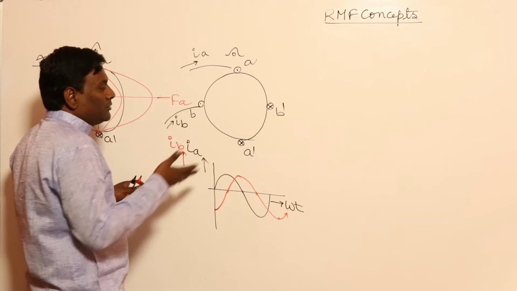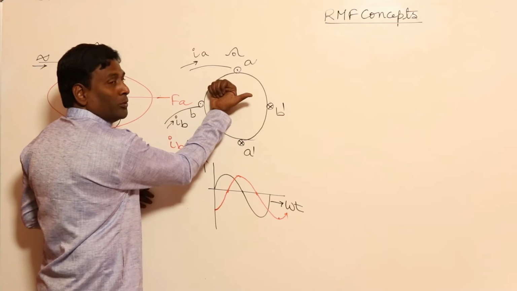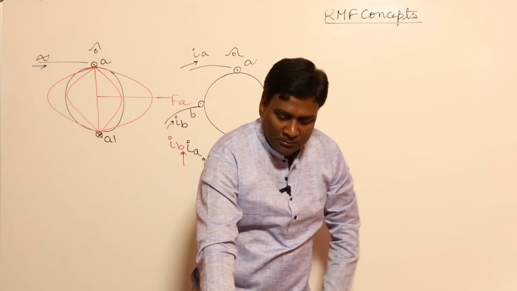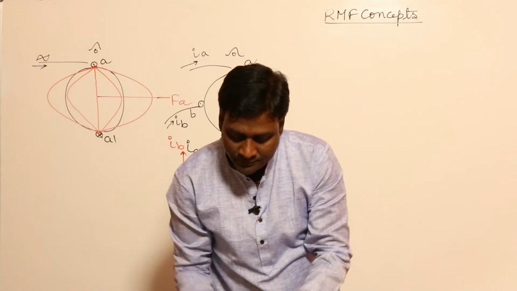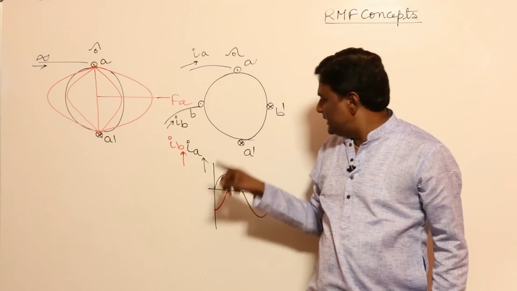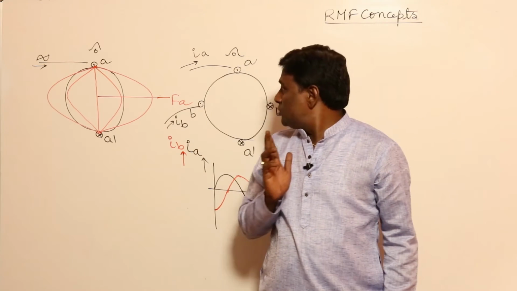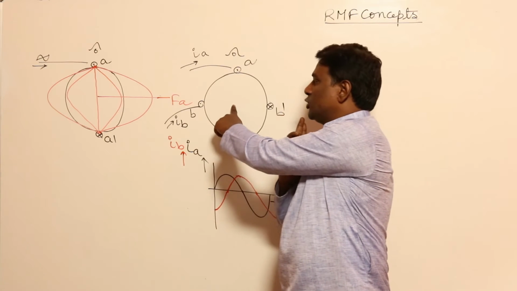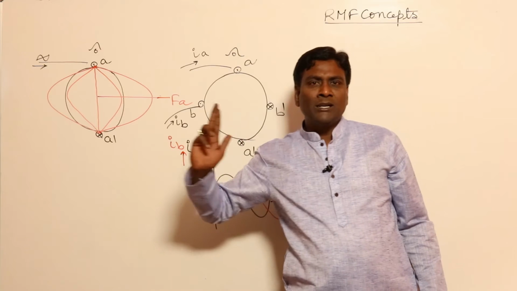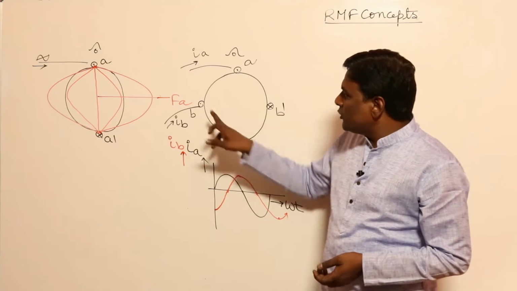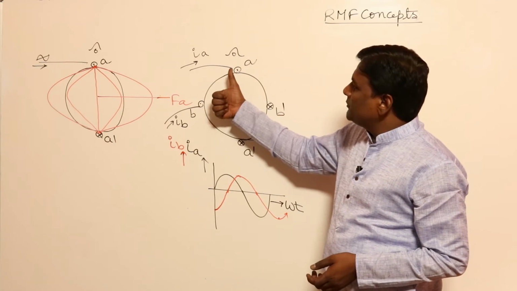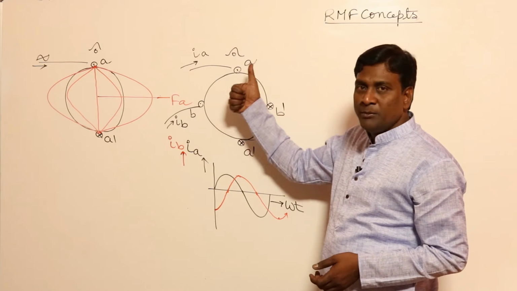Now, whenever this IA is zero, MMF is going to be zero. For example, for AA dash, if you think of only AA dash, current IA is going to be sinusoidal. So my MMF here is going to be zero, positive maximum, zero, negative maximum, zero. Now if you think of B dash, my MMF is going to be in this direction. Cross, dot, MMF is going to be in this direction.